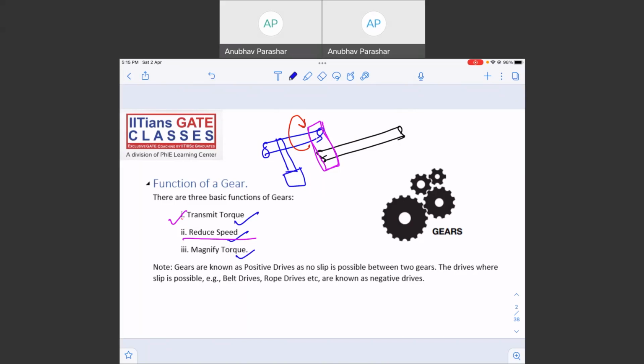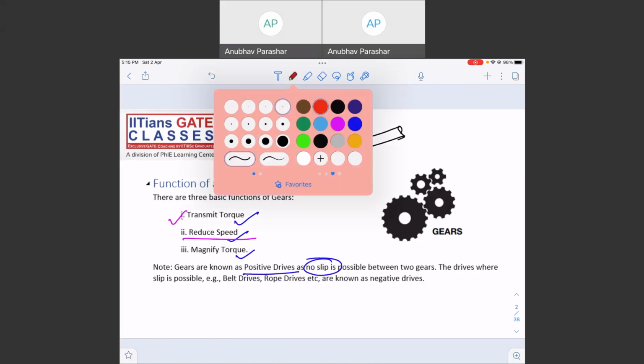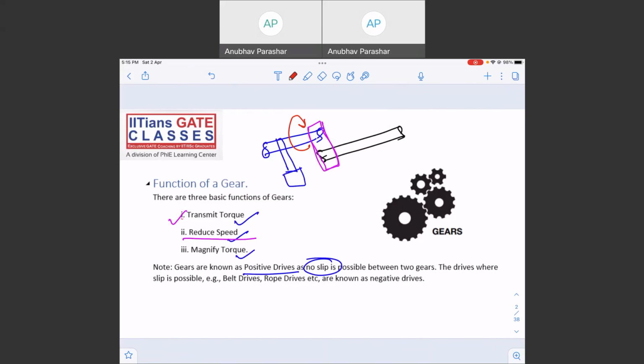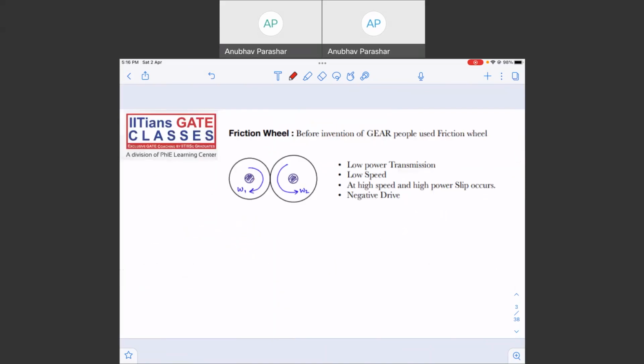Fine. Now gears are also known as positive drives. They don't have slip. All the drives that do not permit any slip are known as positive drives. But there are drives where slip is possible, for example belt drives and rope drives. These are called negative drives. So you have to remember, gear is a positive drive, and other drives like belt drive and rope drive, where slip is possible, are known as negative drives.